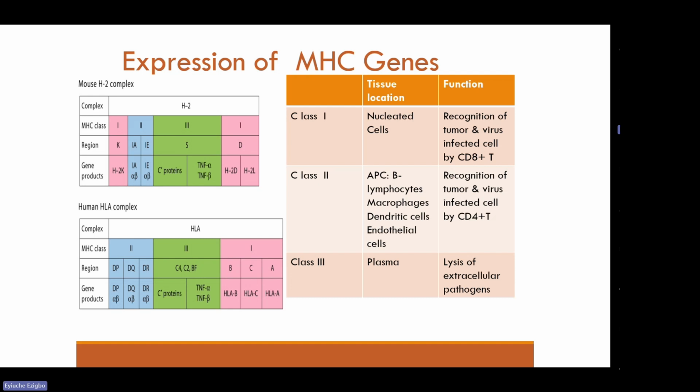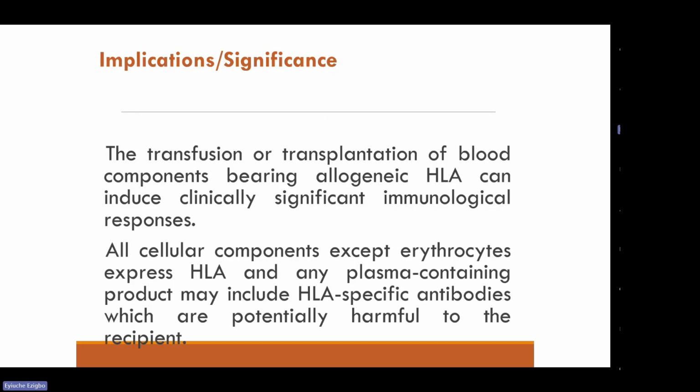These are the genetic mappings for the HLA complex. This is the HLA complex in humans, and this is its counterpart, its analog, in the mouse. We are talking about humans. Just like I said earlier, what's the clinical significance of the HLA complex? The transfusion or transplantation of blood components bearing allogenic HLA can induce clinically significant immunological responses. You have to recall our transfusion reactions we did in fourth year.